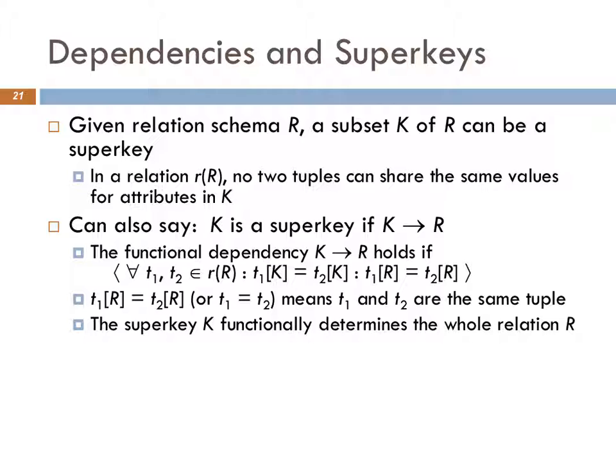And you'll notice that when we plug in K and R into our definition of functional dependencies, it just works. For all pairs of tuples in R, where the K attributes have the same value, then the R attributes have the same value. Okay, that's an unusual statement. T1 R equals T2 R. Basically what we're saying is the entire tuples are the same, i.e. they are the same tuple, because remember these are sets of tuples. Okay?